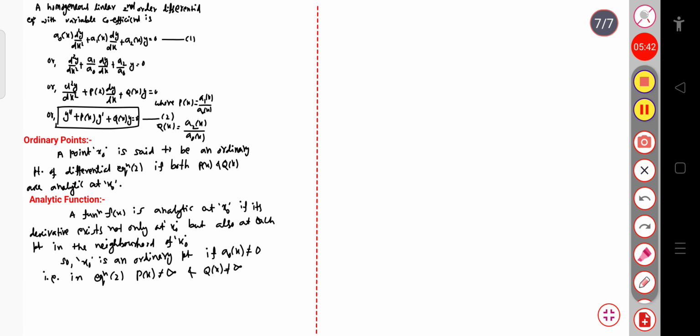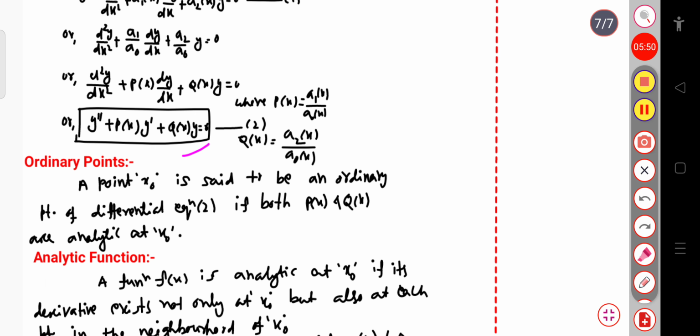So in this equation, that is equation 2, you can see this is your y double prime plus p of x y prime plus q of x y equal to 0. Here p of x is nothing but a1 of x divided by a naught of x. If a naught is equal to 0, then p of x is infinite. But when it is not equal to 0, then p of x is not infinite. And the same holds for q of x.